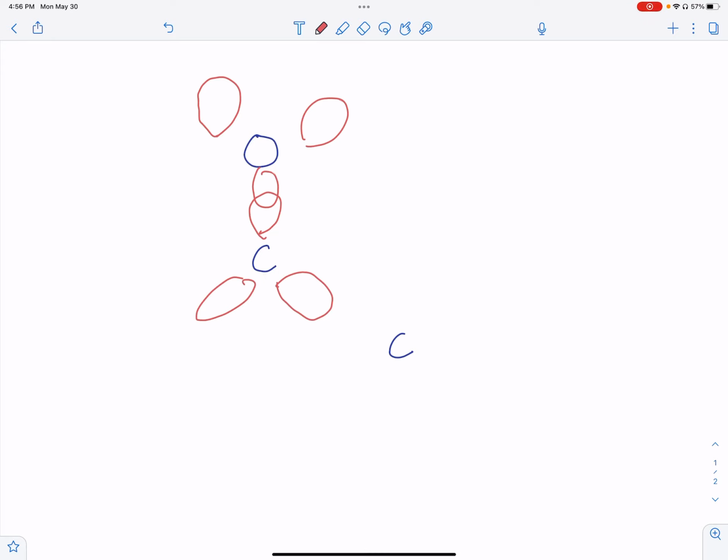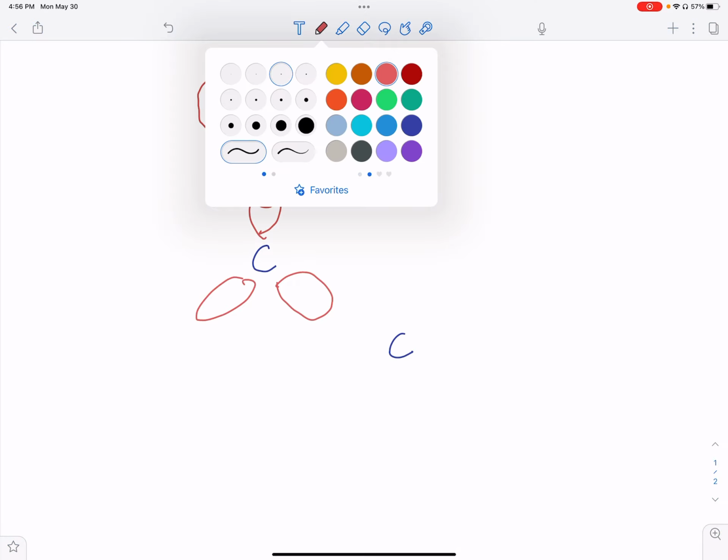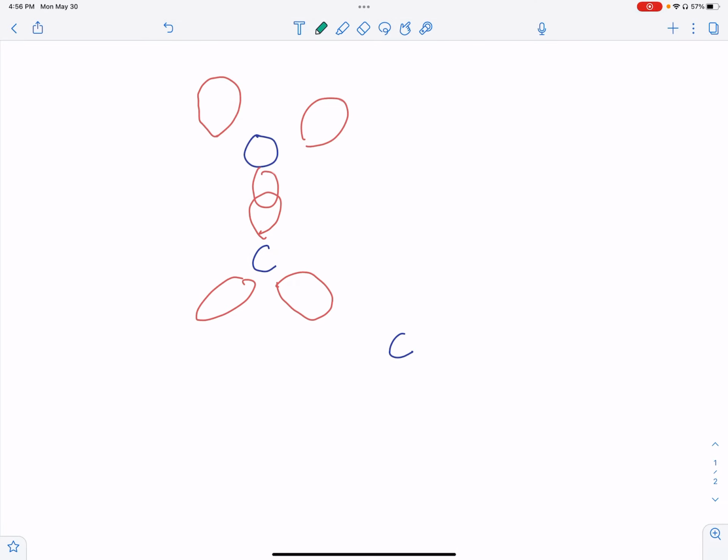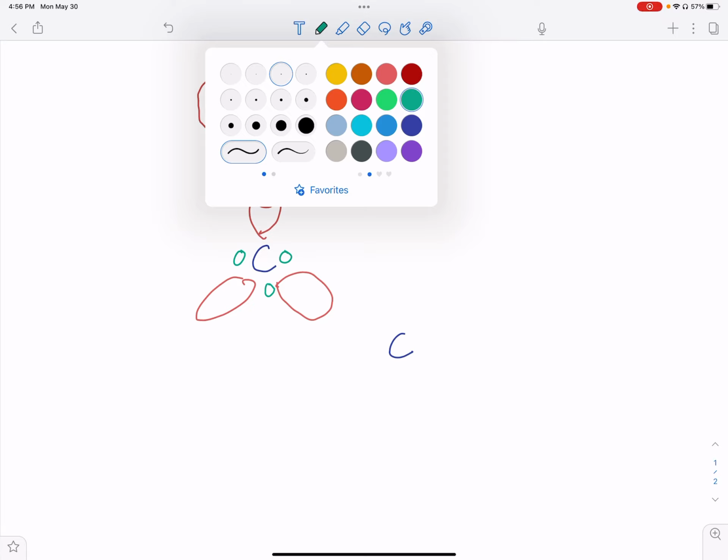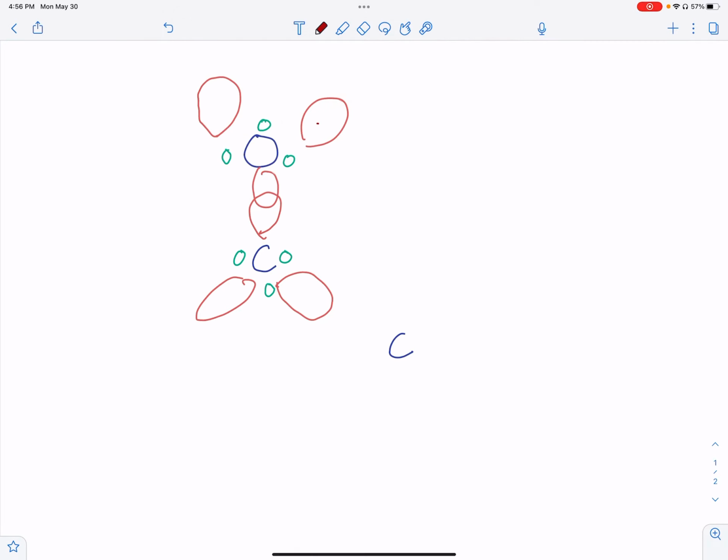And let me draw in the back lobes now. Remember, each sp2 lobe will have a back lobe, so that's 3 back lobes for the carbon and the oxygen. And let me label each of these as sp2 orbitals. We have formed a sigma bond right here, so let me put in my electrons.